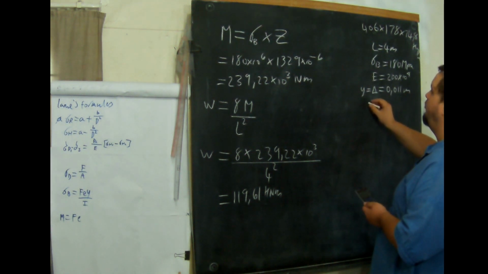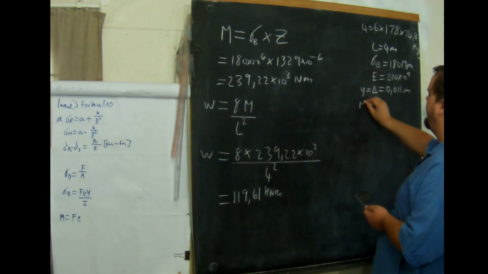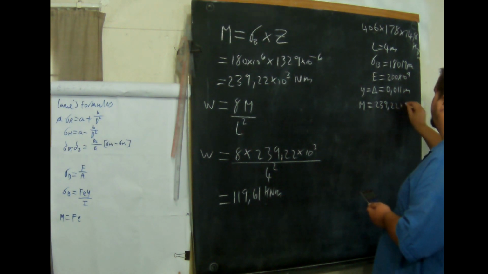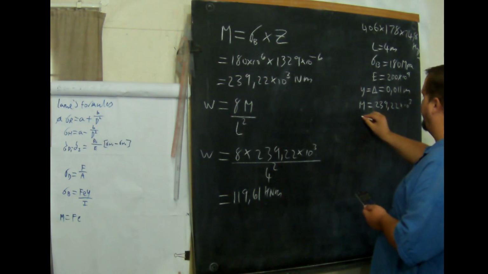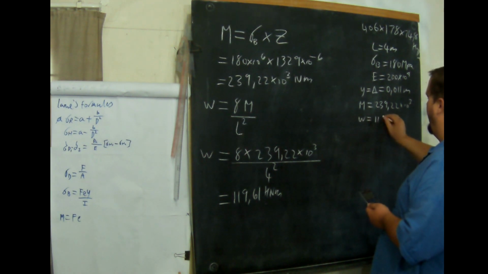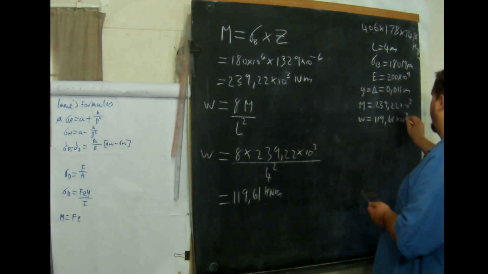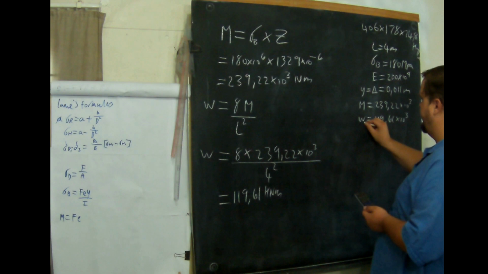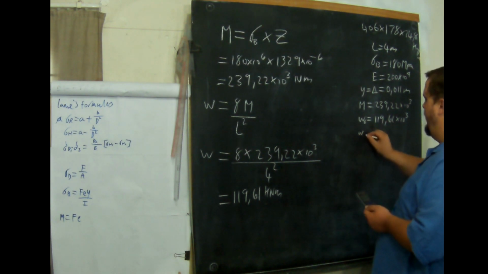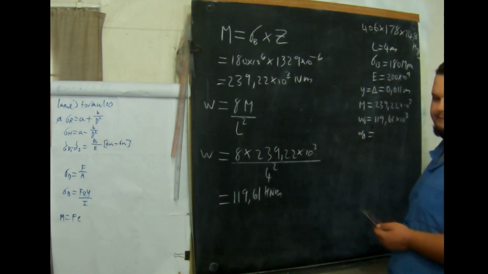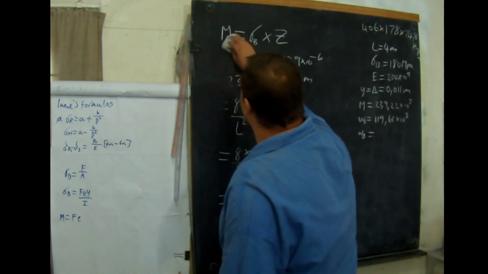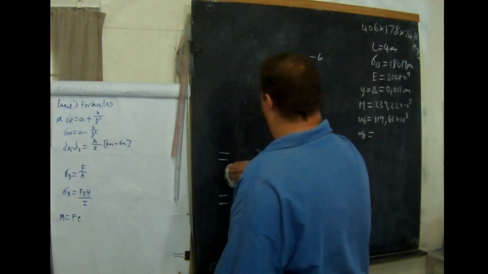Now these will be very important later on. So M equals 239,22 times 10 to the 3 and W equals 119,61 times 10 to the 3. Okay, now this W is taking into account stress. So the next W will be taking into account delta. So our next stress is taking into account our deflection.